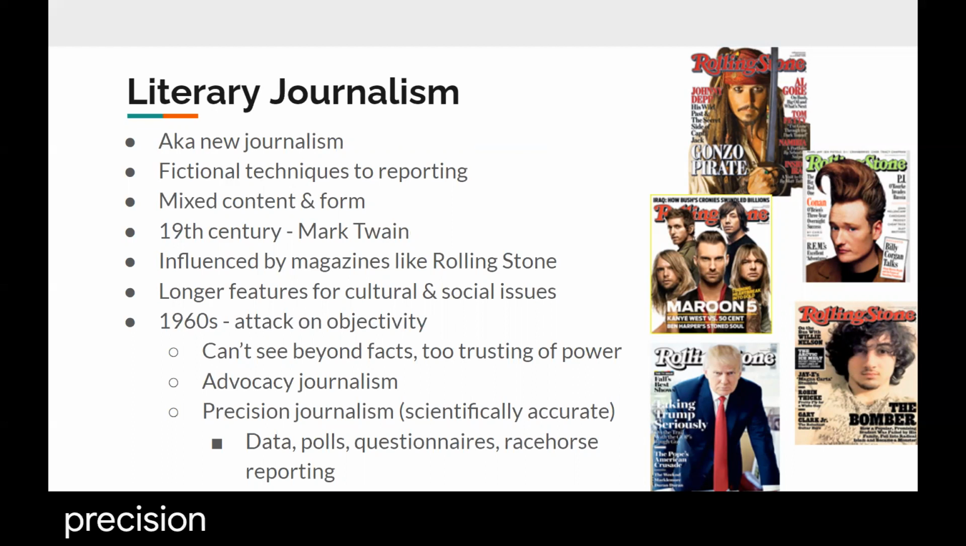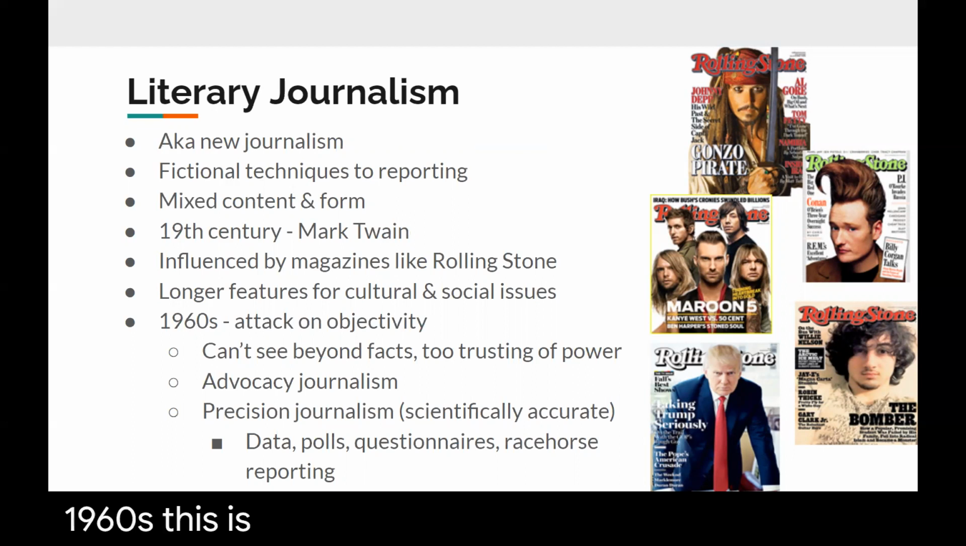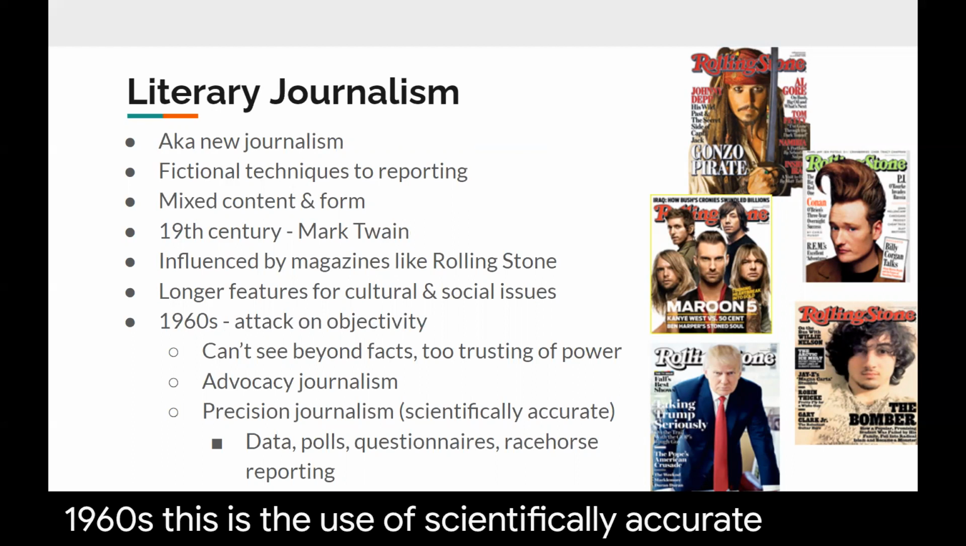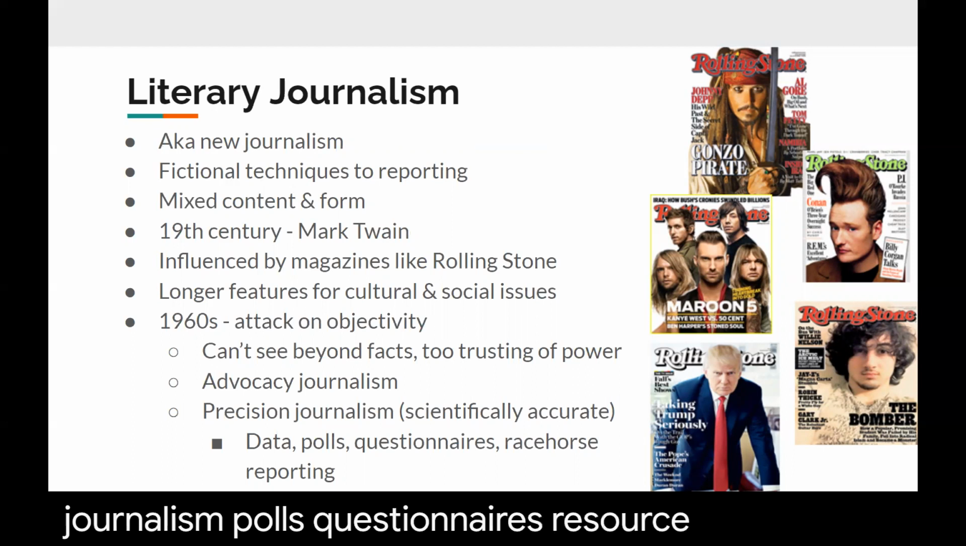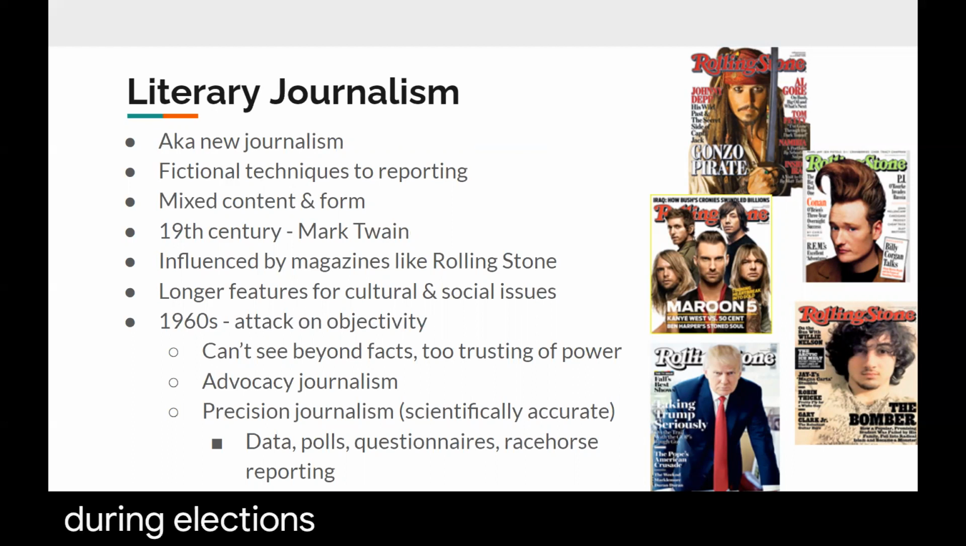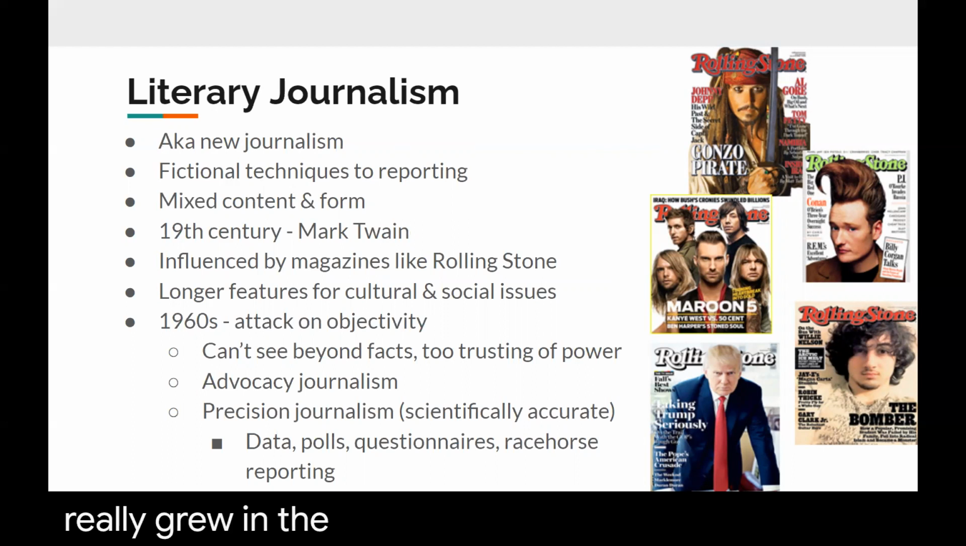Precision journalism was also heavily used in the 1960s. This is the use of scientifically accurate information to tell stories, such as data journalism, polls, questionnaires, and resource reporting during elections, things of that nature. I'm sure you've seen a lot of it during COVID-19. So data journalism really grew in the 1960s as a reaction to objectivity not being as heavily bought into in the field anymore.